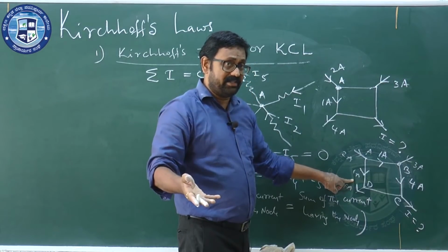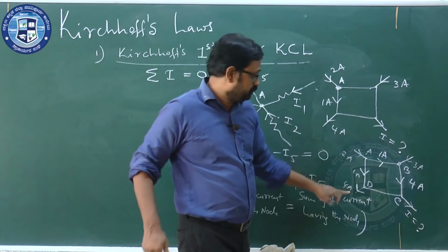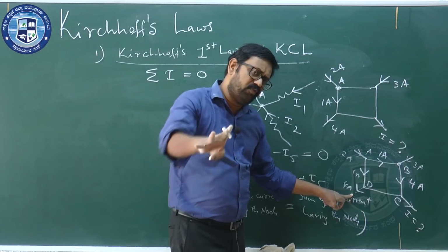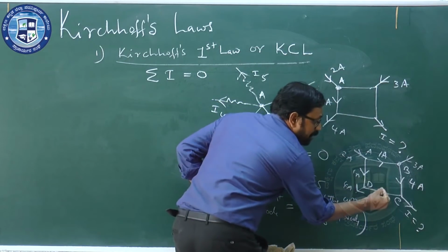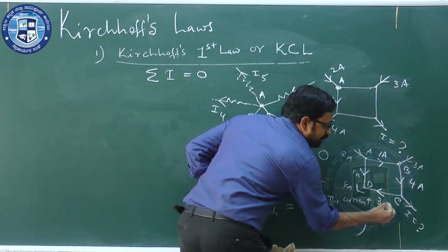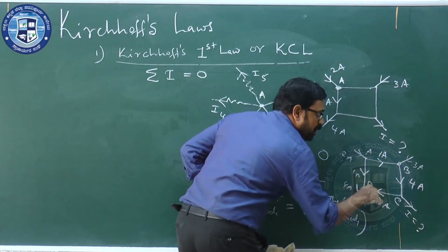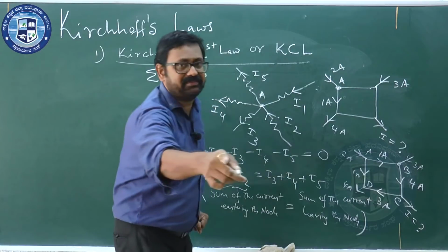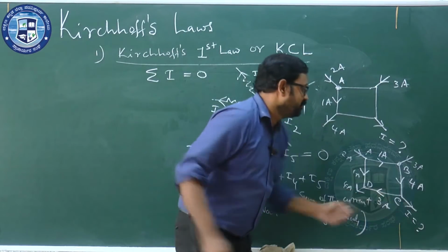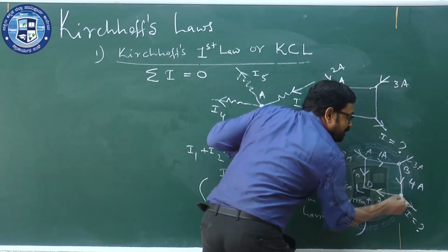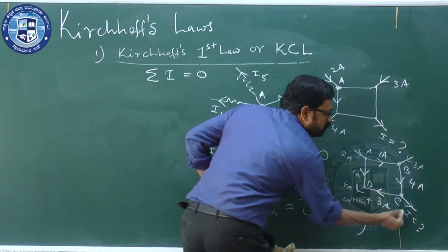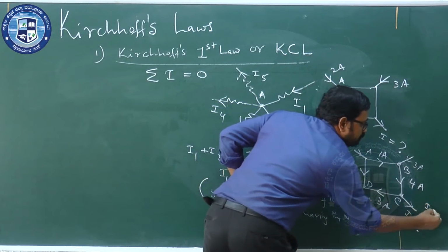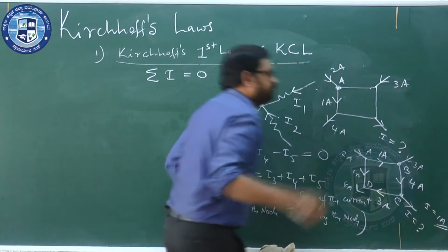Sum of the current entering the node should be equal to sum of the current leaving the node. What is the current leaving? 4 ampere. What is the current entering? 1 ampere. That means in this branch there should be a 3 ampere directed like this. That means 3 ampere and 1 ampere should enter and 4 ampere should leave. Now you can answer this. 4 ampere is entering the node C. Out of 4, 3 ampere is leaving the node C, so what is the remaining current? Obviously 1 ampere should leave the node.